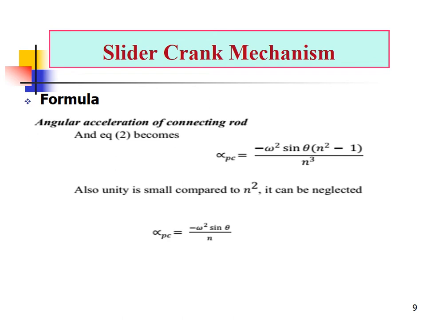For the angular acceleration of the connecting rod, equation 2 becomes alpha PC equals minus omega square sin theta (n square minus 1) divided by n cube. Also, since unity is small compared to n square, it can be neglected, so alpha PC is equal to omega square into sin theta divided by n.